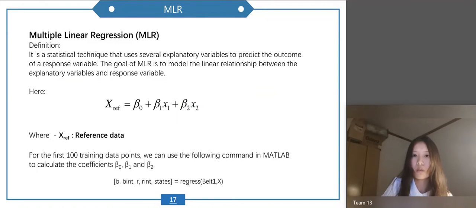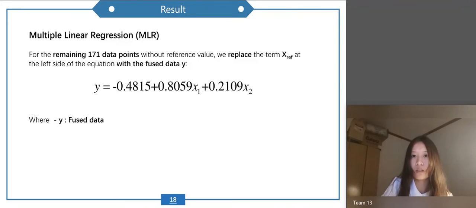As for multiple linear regression, it is a statistical technique that uses several explanatory variables to predict the outcome of a response variable. The goal of MLR is to model the linear relationship between the explanatory variables and the response variable. For the first 100 training data points, we can use the following commands in MATLAB to calculate the fixed coefficients beta. And for the remaining data points without reference value, we replace the term xref at the left side of the equation with the fused data y.